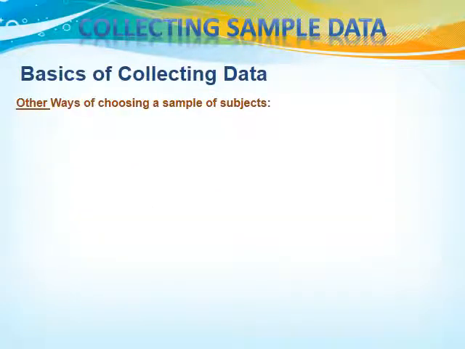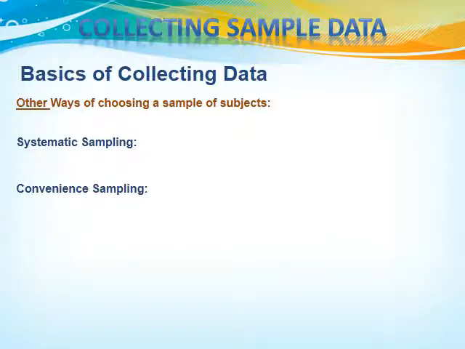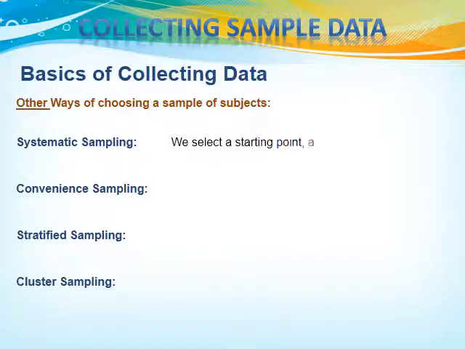There are other ways of choosing a sample of subjects. One common way is systematic sampling. There's also convenience sampling, stratified sampling, and cluster sampling. And these are used in different scenarios for different reasons. Systematic sampling is where we select a starting point and then select every kth element. So you can imagine widgets coming down a factory line and you just take every 100th widget and test it. And if they're all good, then we can assume the whole batch is good, the whole population is good.